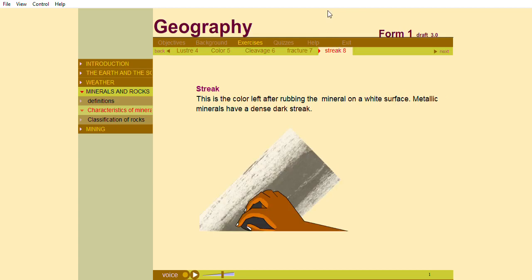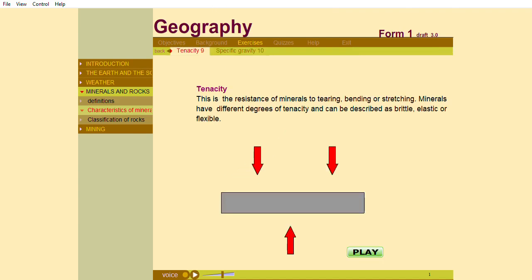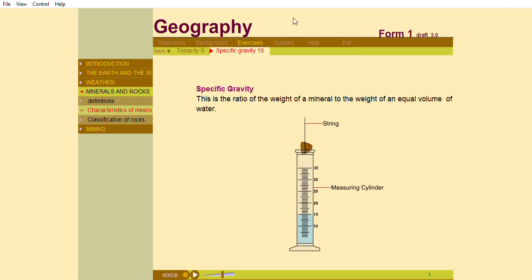Streak. This is the color left after rubbing the mineral on a white surface. Metallic minerals have a dense dark streak. Tenacity. This is the resistance of minerals to tearing, bending, or stretching. Minerals have different degrees of tenacity and can be described as brittle, elastic, or flexible. Specific gravity. This is the ratio of the weight of a mineral to the weight of an equal volume of water.